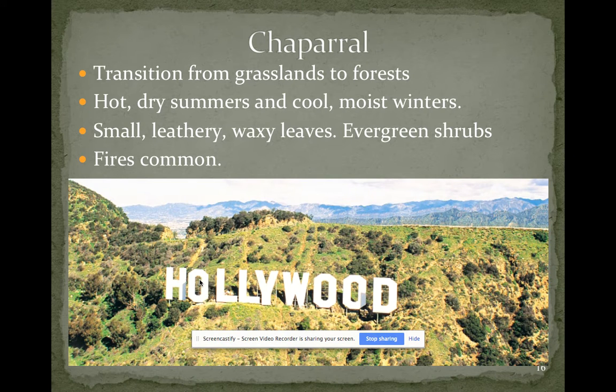So the chaparral, I like to put this Hollywood sign up because most people are familiar with this. When you see the Hollywood sign, that is the chaparral. This is one of the reasons why we've had so many bad fires in California, because it is supposed to burn. If you live in the chaparral, you can just expect that your house is probably going to catch fire at some point. So this is, again, one of those transition zones. Now we're transitioning from grasslands to forests. It's hot, dry summers and cool, moist winters, and it has lots of little shrubs, but not a whole lot of trees.